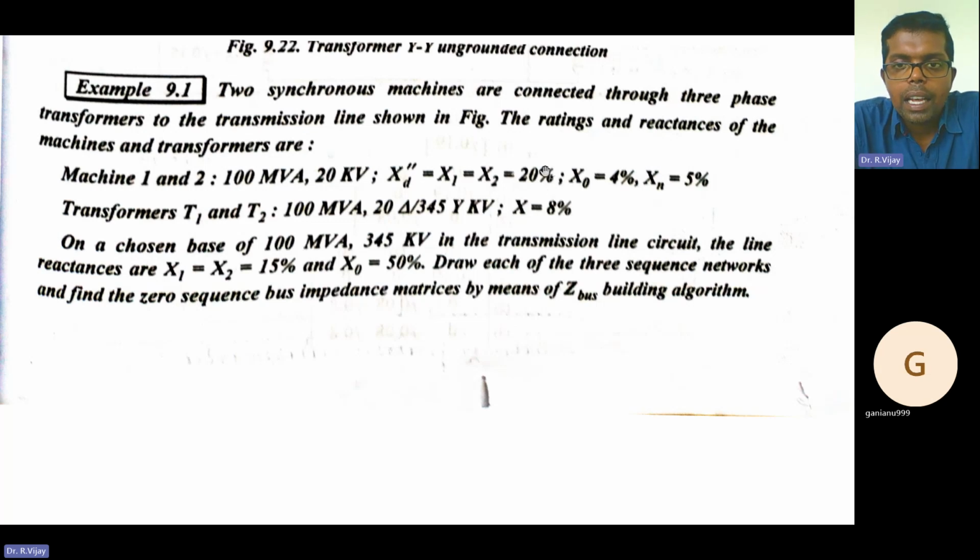Here you need to convert this reactance in terms of 100, so 20 divided by 100 is 0.2. So 0.2 j, like that you need to mention. Here X0 is equal to 4%. Next, Xn is equal to 5%. So X0, the zero sequence reactance, is 4% and the neutral reactance is 5%.